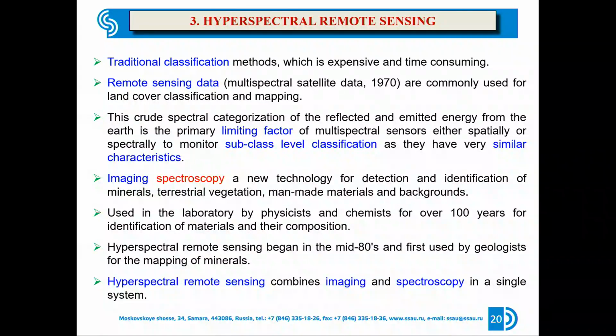It has some limitations also: we can identify, okay, this is forest area on the ground, this is agriculture, or water body, or settlements, but we cannot identify what species are in the forest area, what plantation is in the agriculture field, or what type of water it is, whether turbid water or shallow water. Hyperspectral covers all these disadvantages.